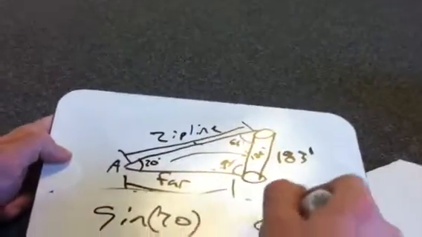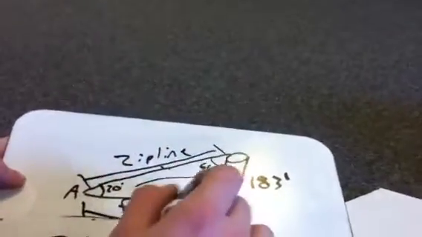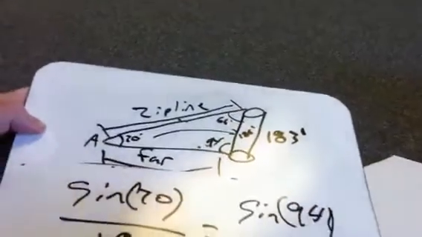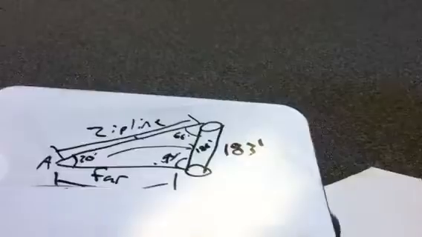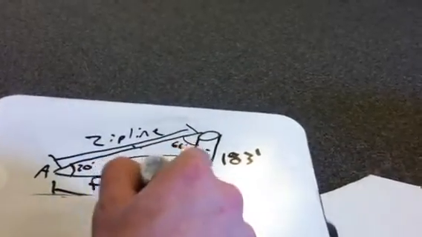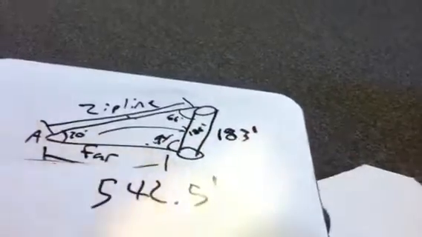which is the sine of 94, because to figure out the hypotenuse, we have to know the angle opposite the hypotenuse, which is the sine of 94, which is that degree. So we just put that over the hypotenuse, which we don't know what that is. But when we solved it, we got the hypotenuse was 542.5 something feet.